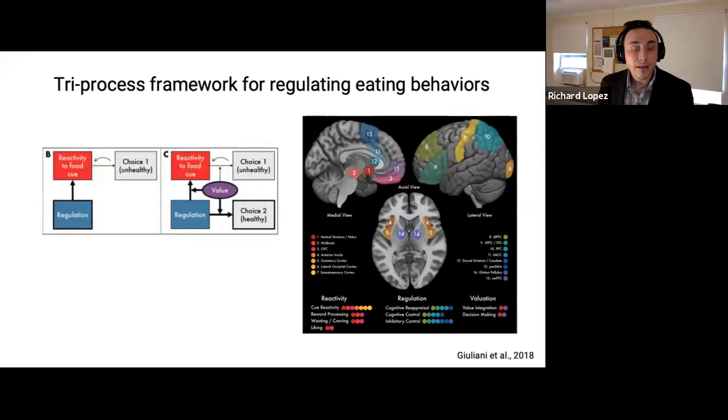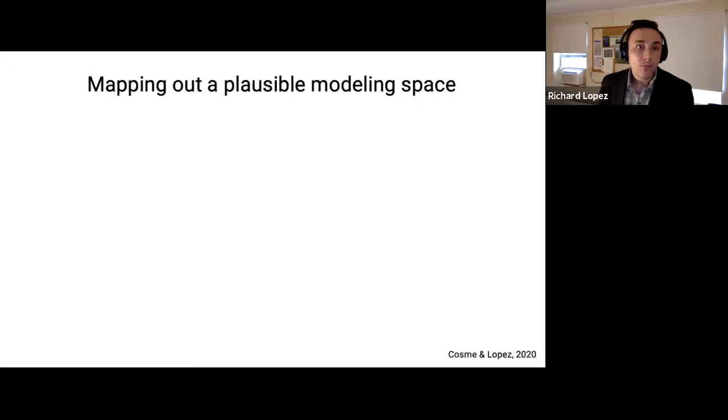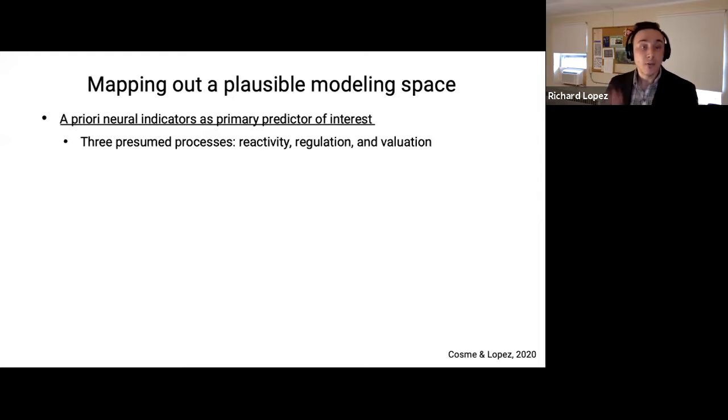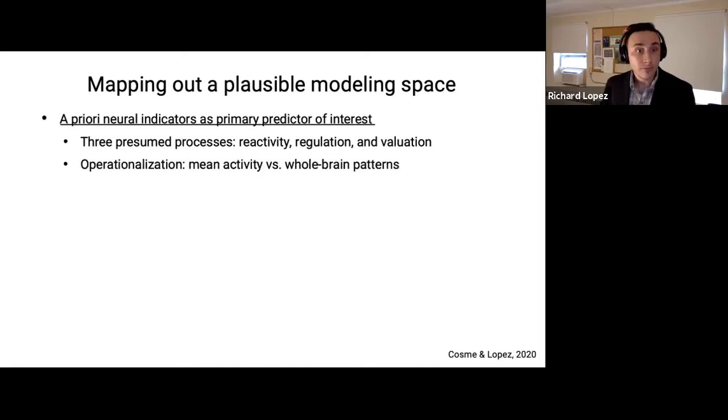So my colleague Danny and I were saying, okay, let's figure out a plausible modeling space, because we knew that we wanted to use SCA. We had a large sample of participants, over 200, who completed this paradigm. And we wanted to sketch out a priori neural indicators as the primary predictors of interest. So again, we had three presumed processes: reactivity, regulation, and valuation, and different brain regions associated with these.